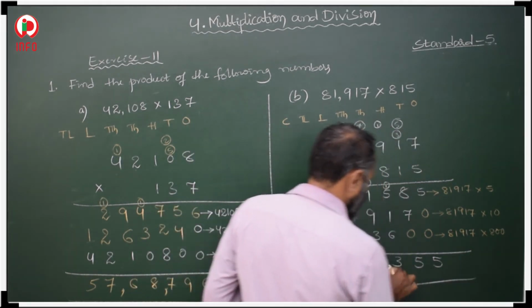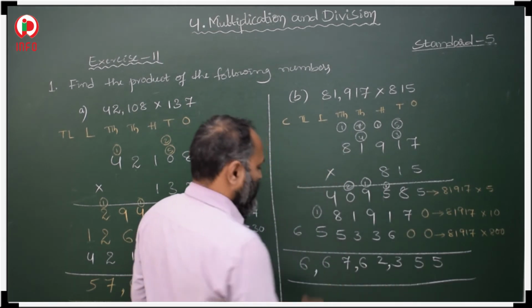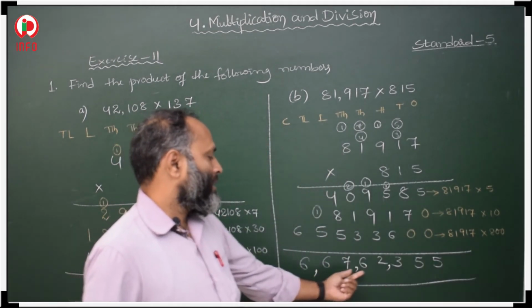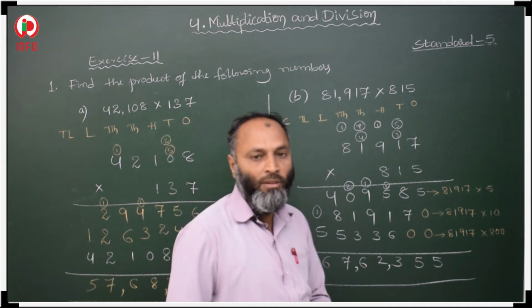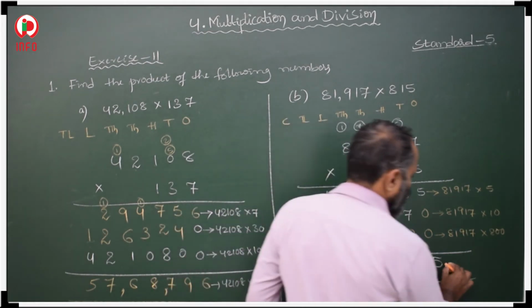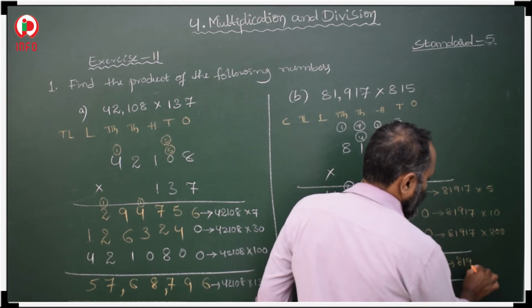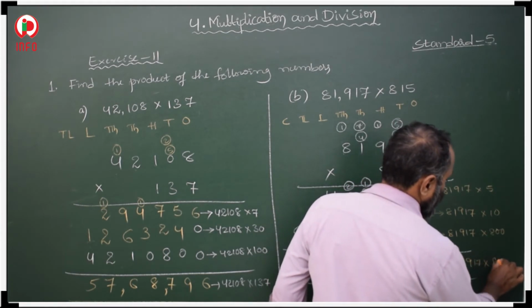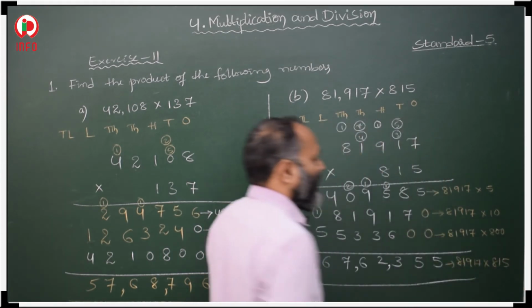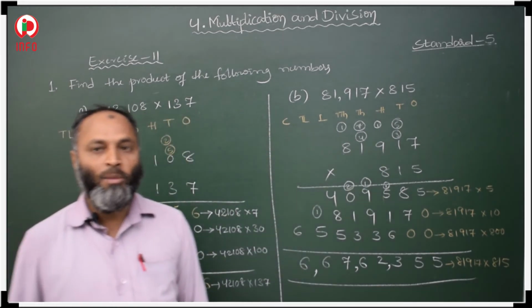Now commas. 6 crore 67 lakhs 62,355. So this is the product of 81,917 with 815. 815 is our product. Okay.